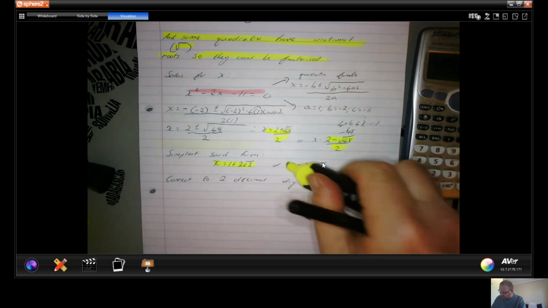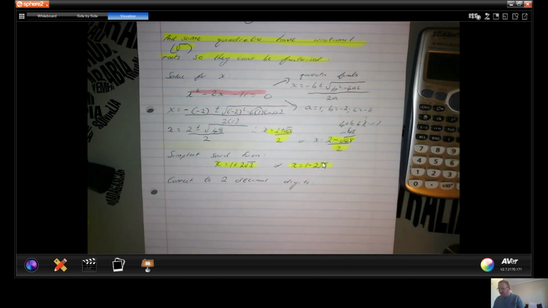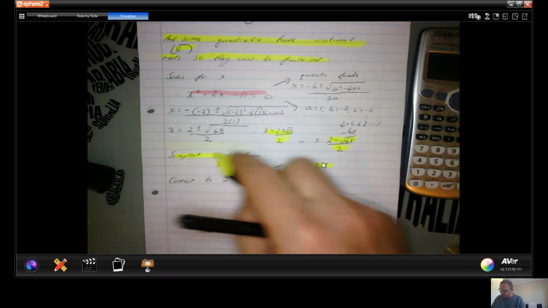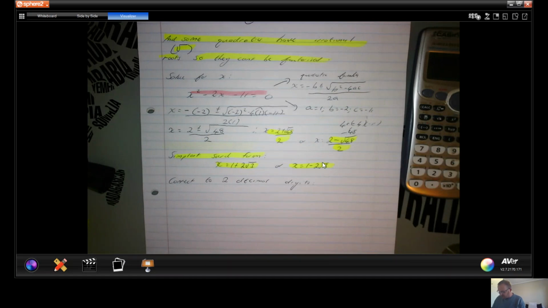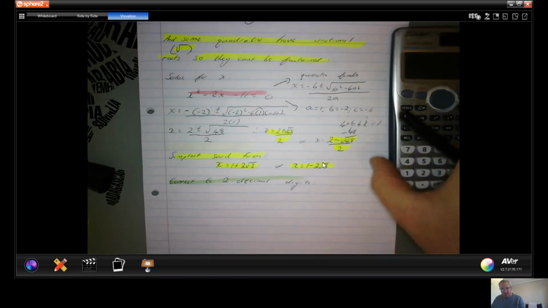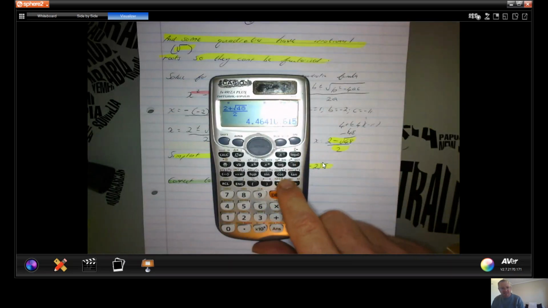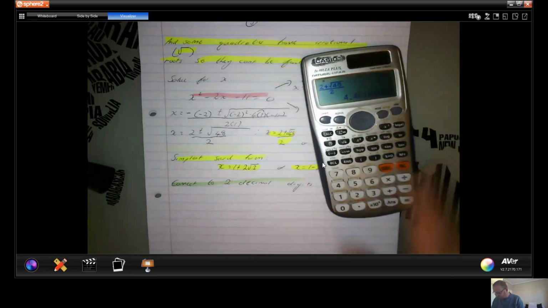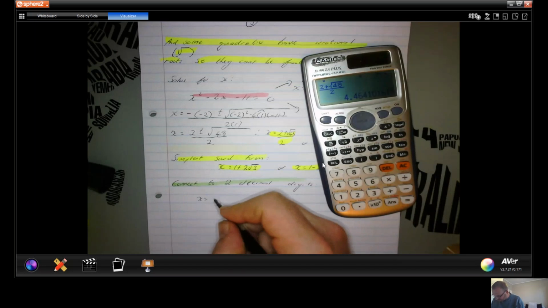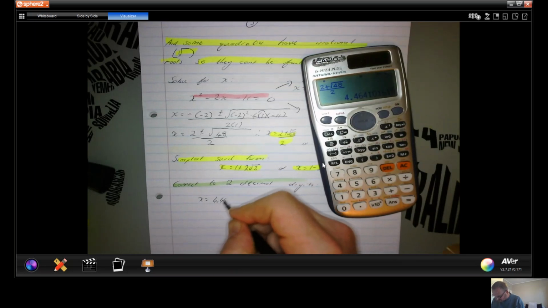If they don't specify the format that they want the answer in, you're always going to leave it in simplest surd form. Sometimes, however, you will be asked to give your answer correct to 2 decimal digits. What you'll do is simply take your 1 plus 2 root 3 and press equals, and you get 4,46. So x is equal to 4,46.